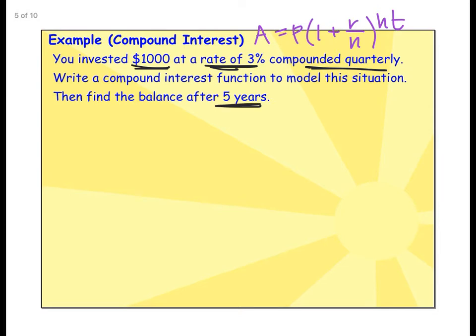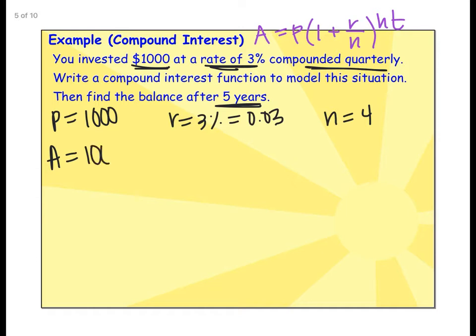Okay, so if we're going to identify some variables here, P is what we start with. We started with $1,000 we put into our account. R is 3%, which is 0.03 as a decimal. And N, we're compounding quarterly, is 4. So at this point, we're just going to write our generic formula. So A is equal to 1,000 times 1 plus R divided by N, so I'm going to have 0.03 over 4, and it's to the N T power. I'm going to leave T blank for now because we're writing the generic formula.